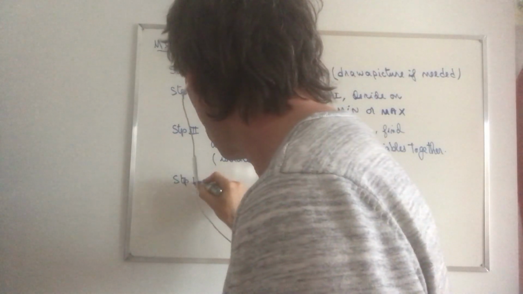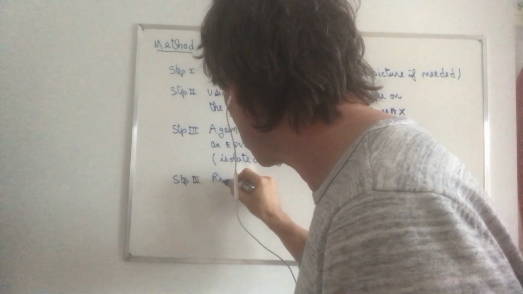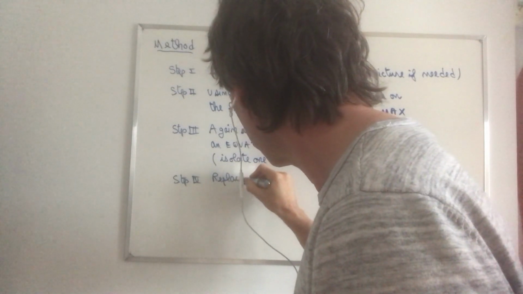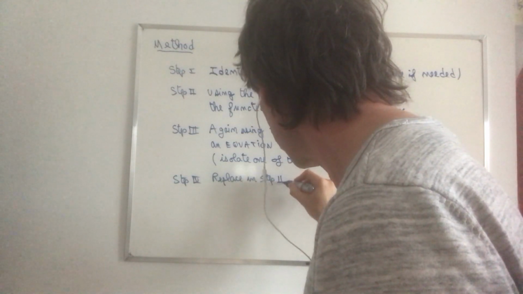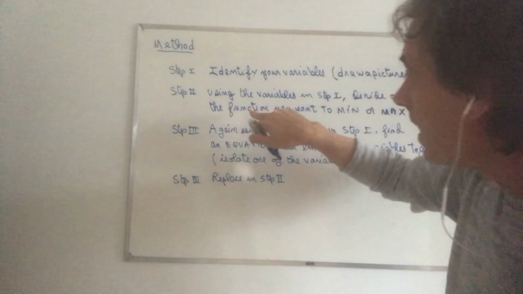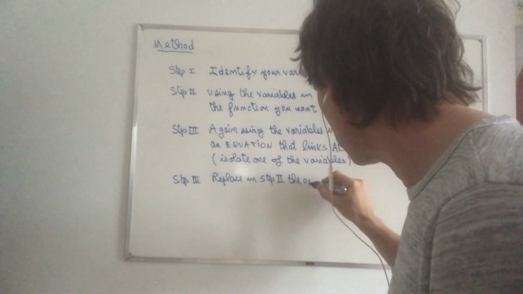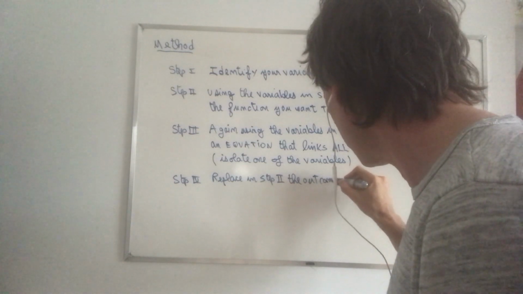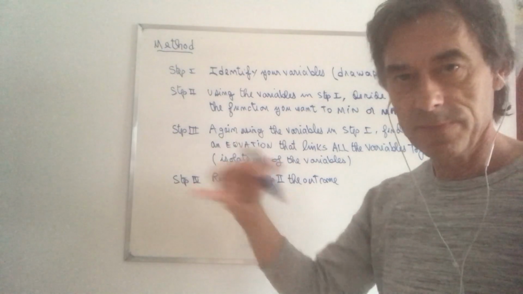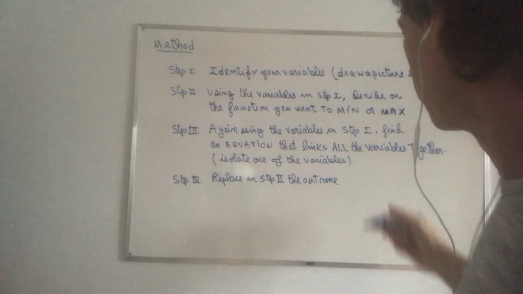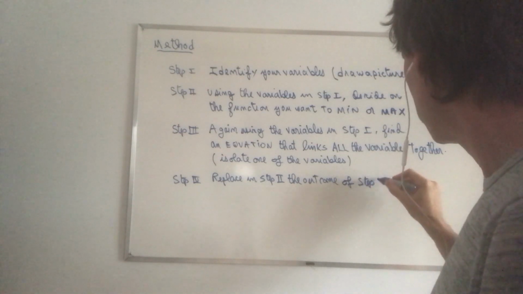Step 4. Essentially, step 4 is to replace in what you have in step 2. Replace in the function you want to minimize the outcome of step 3. What is the outcome of step 3? The equation with a variable isolated that represents the link of all the variables together.